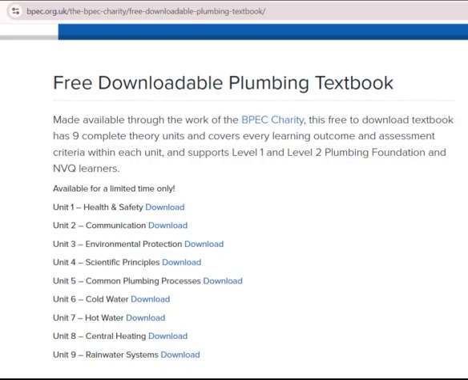The content of this document is copyright BIC Limited 2020 and may not be copied, reproduced or distributed without prior written consent. Author, BIC Limited. Editor, BIC Limited. Design, BIC Limited. BIC Level 2 Diploma in Plumbing Foundation 55.